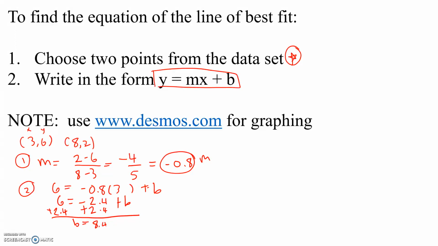So the equation of my line approximately is going to be y = negative 0.8x + b, which is 8.4.